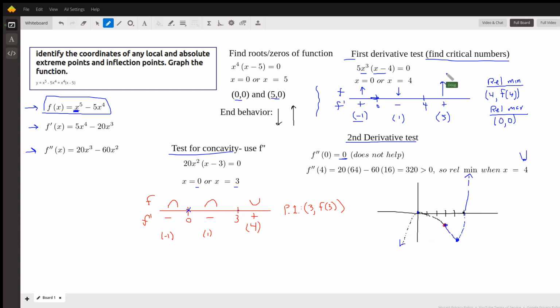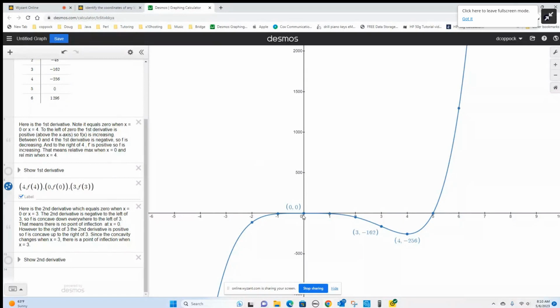Okay, so that's a pretty rough sketch. If I share my screen and go to Desmos, there's the function. There is the relative max at (0, 0), the relative minimum at (4, -256). There's the point of inflection.